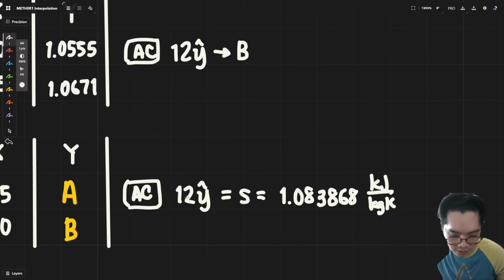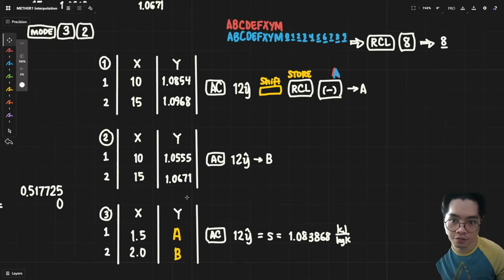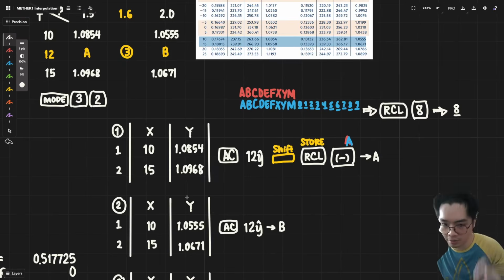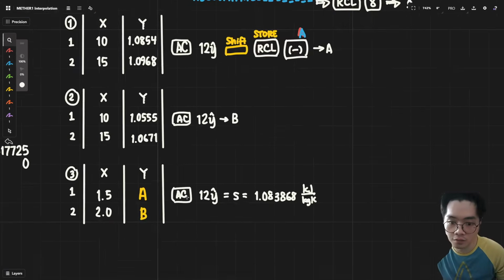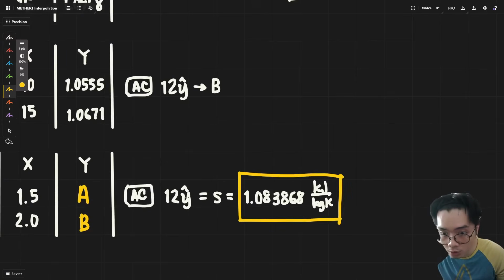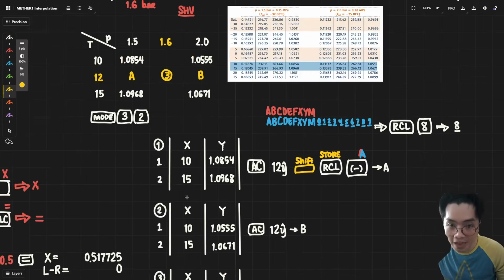And so, as you can see, the shift storing of your answers to your variables not only gives you peace of mind, like I don't have to write them down anymore, it also gives you higher accuracy. Higher accuracy in the sense that you are no longer truncating values.